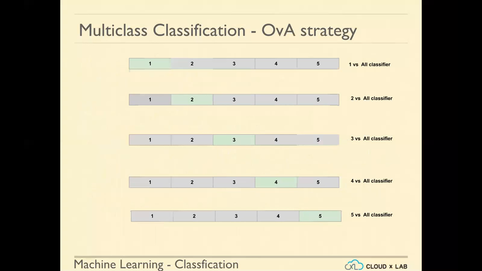So this is how it looks. We design these 10 one versus all classifiers. First one will be 0 versus all, second one will be 1 versus all, and so on.